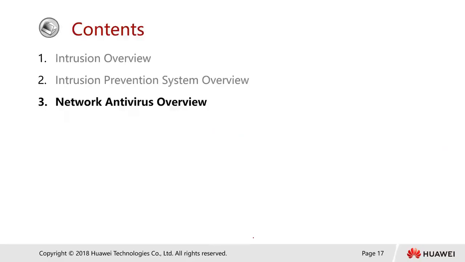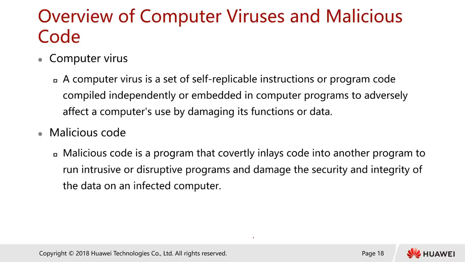All right, so next we look at the network antivirus overview. So overview of the computer viruses and malicious codes, and again, we can also call malware. Computer viruses, okay, what's the definition? A computer virus is a set of self-replicable instruction or program code compiled independently or embedded in computer programs to adversely affect a computer used by damaging its function or data. Okay, so this is a virus.